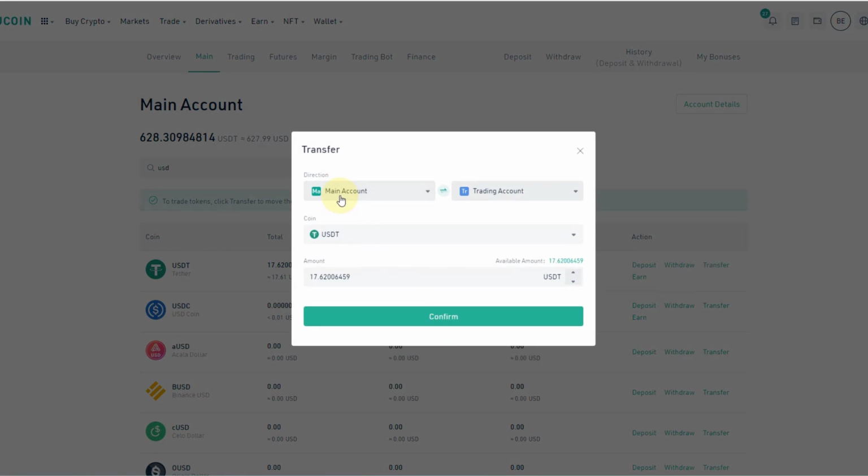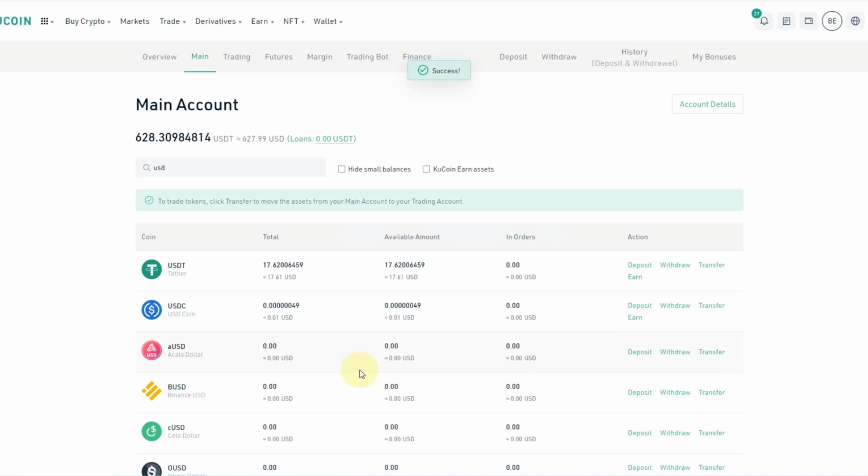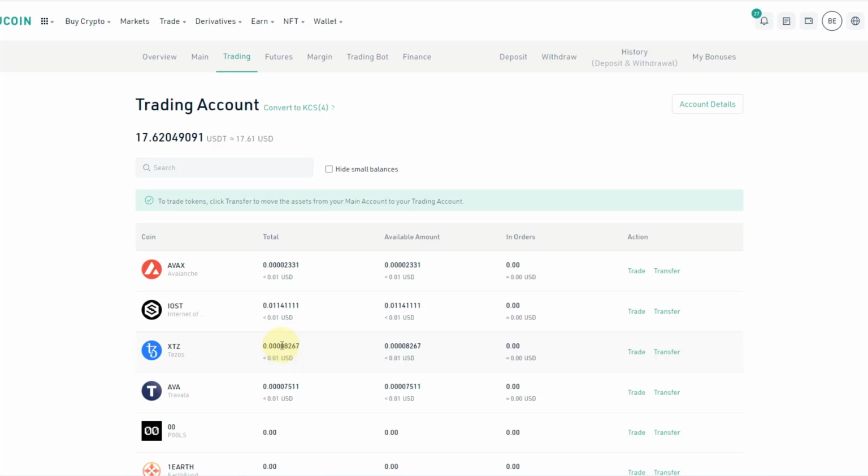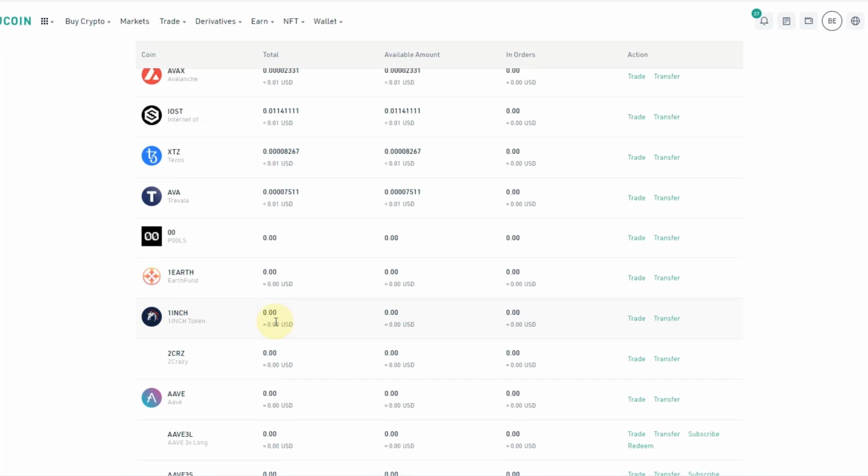That is how it works. You select from main account to trading account USDT, and it doesn't cost you any fees because it's an internal transfer. So how to trade then? If we go to trading now, this is where you see all those different coins that you can trade.